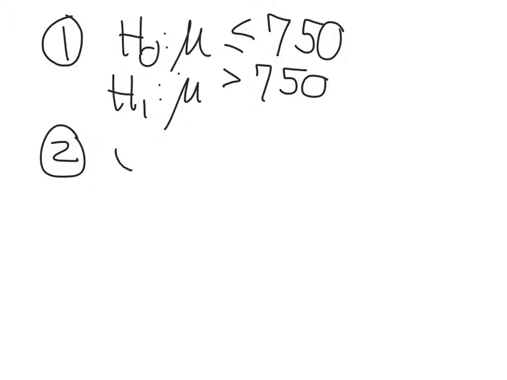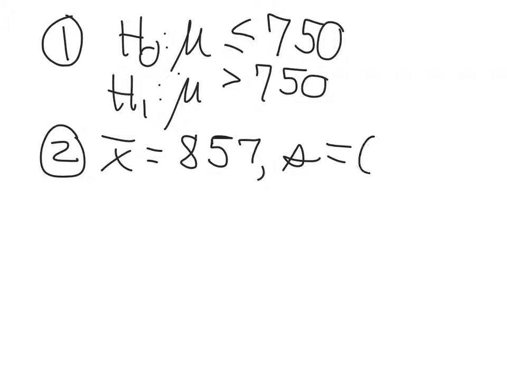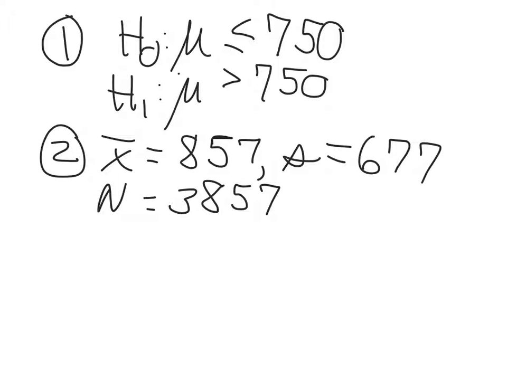Okay, let's line up what we know. We know that X bar is 857. We know that S, I write script S, is equal to 677. And we know that N is 3857. Okay, so that's definitely greater than 30.